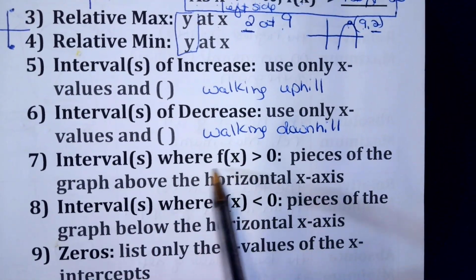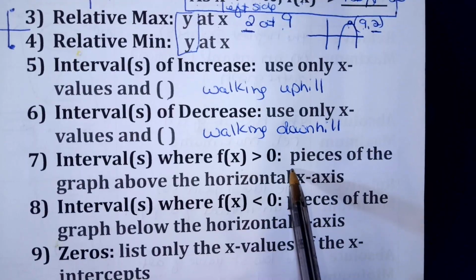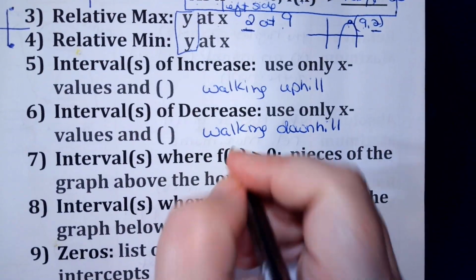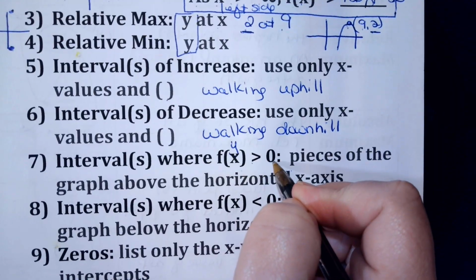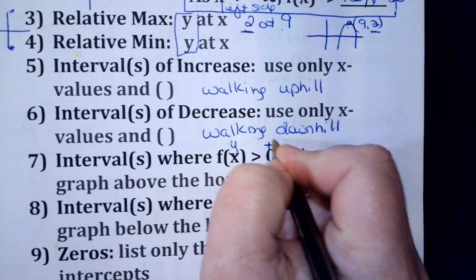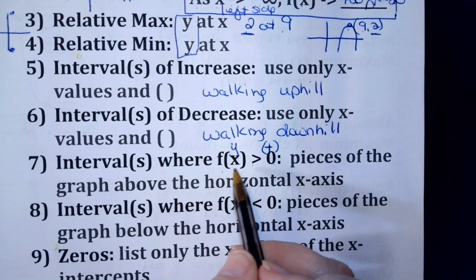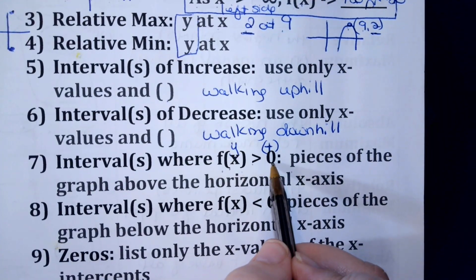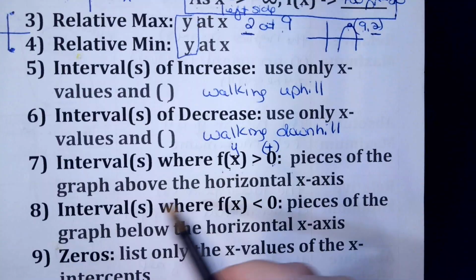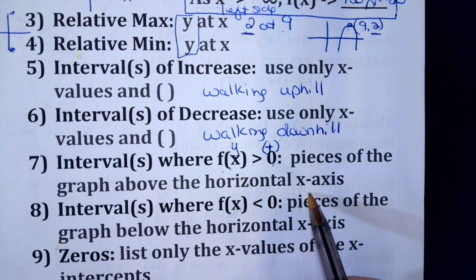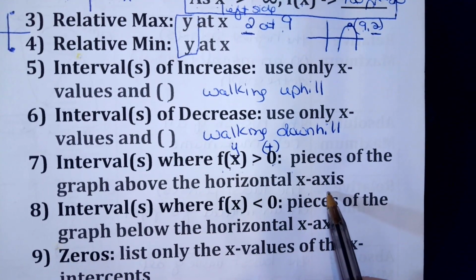Okay, intervals where f of x is greater than 0. Remember, f of x means y. Greater than 0. What kind of numbers are greater than 0? Well, that's positive. So this is just a fancy way of saying, where are your y values positive? We know that the y value is positive above the horizontal axis, so it's above the x-axis. You're going to look for any pieces of the graph above the x-axis.